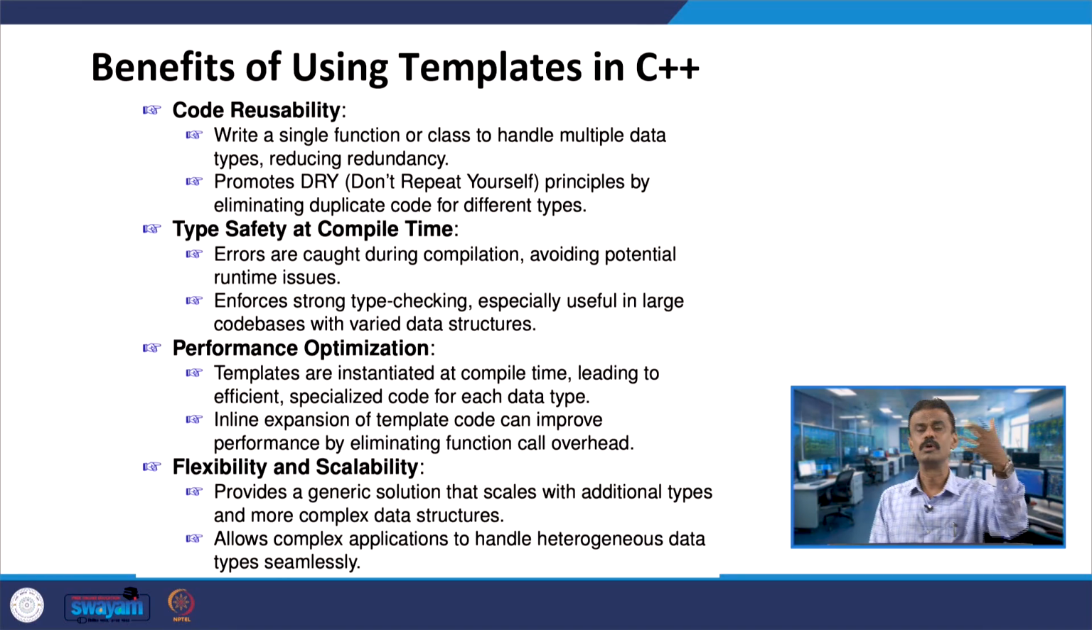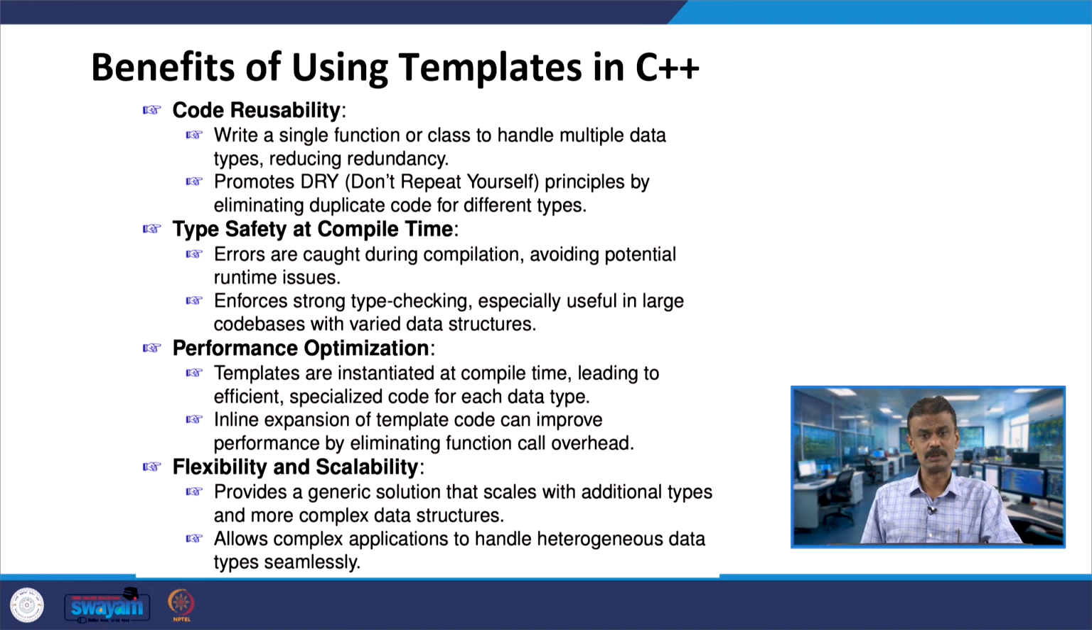Suppose I am asking you to write a program to find the maximum of 2 integers and the maximum of 2 doubles. Before this concept, you had to write them separately, whereas now you do not repeat this. That is called the Don't Repeat Yourself principle, which eliminates the duplicate code. You use the same logic when you are writing the maximum of 2 numbers, whatever the numbers are. That is called code reusability, and type safety at compile time.